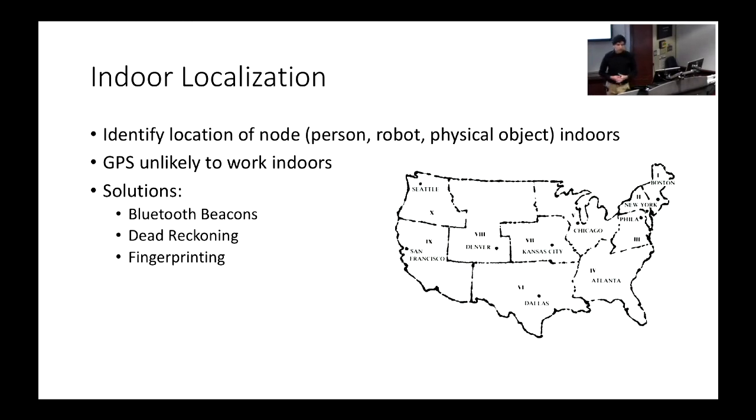Some solutions include using Bluetooth beacons, where you take Bluetooth devices, place them all around a building, and then from there you can triangulate your location, kind of like how GPS works. Another solution is called dead reckoning, where you use something on board your device, like an accelerometer, understanding the velocity from the accelerometer, and from there you can estimate where the device is going. And another solution is fingerprinting, which is what we're going to be looking at here.